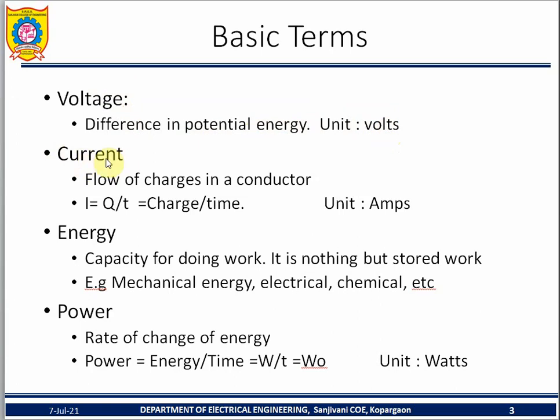The next one is current, the flow of charges in a conductor. See here, the phase line is there, and here the neutral line is there. Phase and neutral, there are two lines. Here is a bulb, and a bulb has two terminals. One terminal you connect through the switch to one end of the bulb. The other end of the bulb I connect to the neutral.